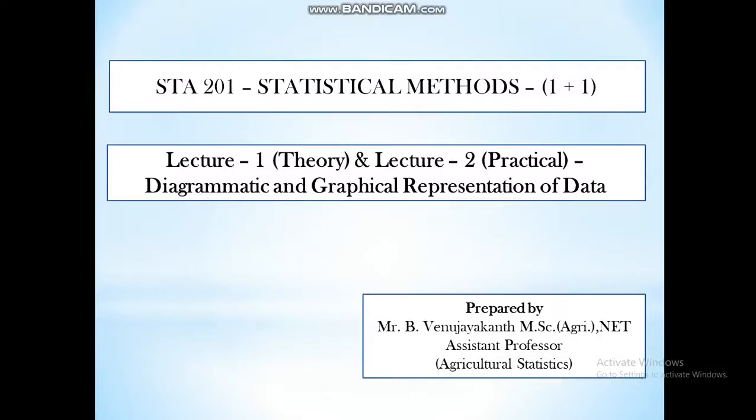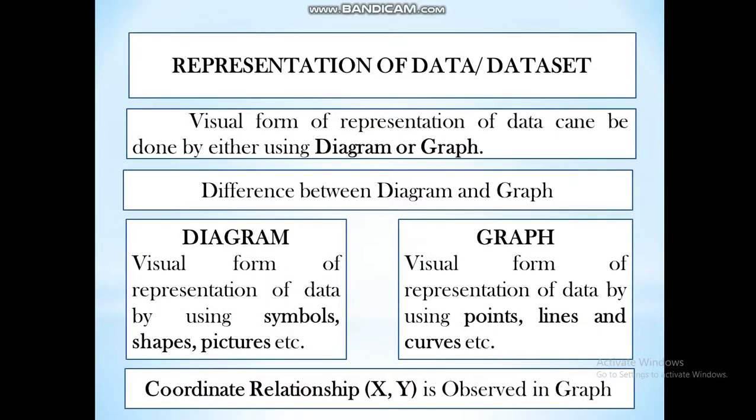Okay, next we will see the diagrammatic and graphical representation of data. So, representation of data. Diagram or graph means visual form of representation of data. Diagram and graph are not the same; they are different. What is the difference?